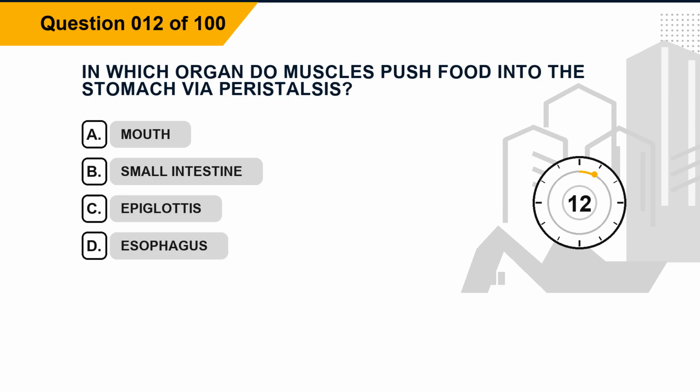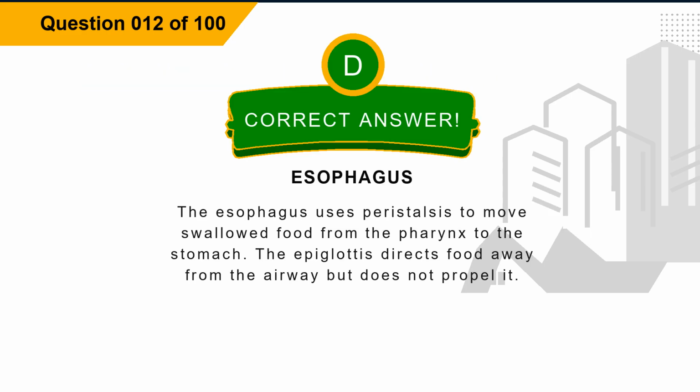Question 12. In which organ do muscles push food into the stomach via peristalsis? Option A. Mouth. Option B. Small intestine. Option C. Epiglottis. Option D. Esophagus. The correct answer is option D.